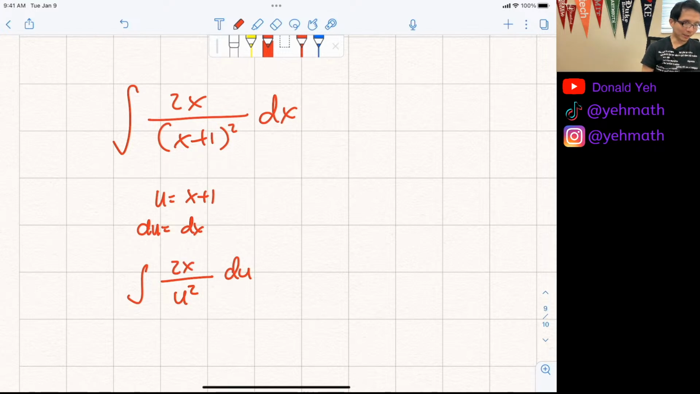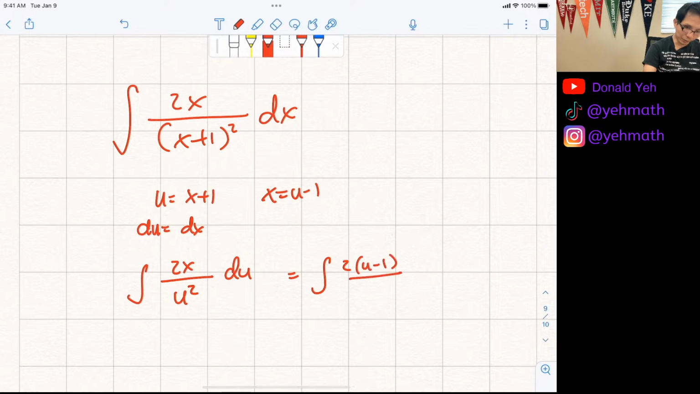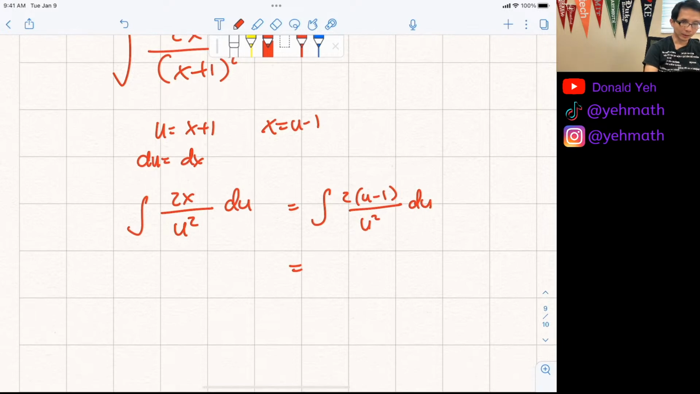Why do I need the back substitution? Because I have x right here, and you can actually evaluate x. So x equal to u minus 1. So that's equal to 2 times (u minus 1) over u squared du. But what I can do is factor out that. And actually, when you get to this point, you require something else. What do you require?